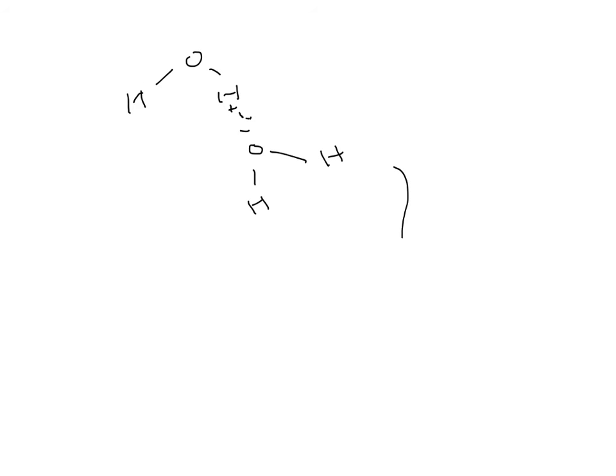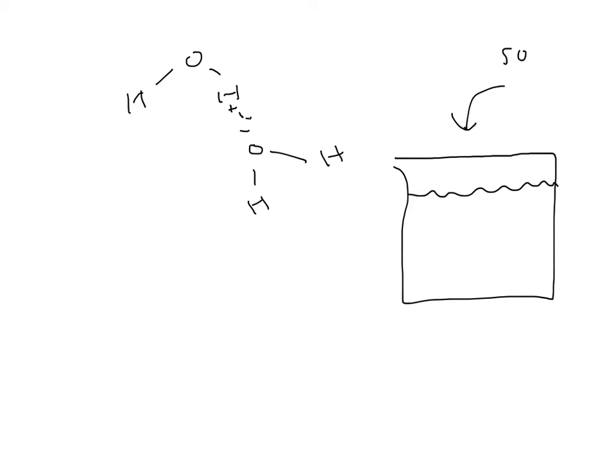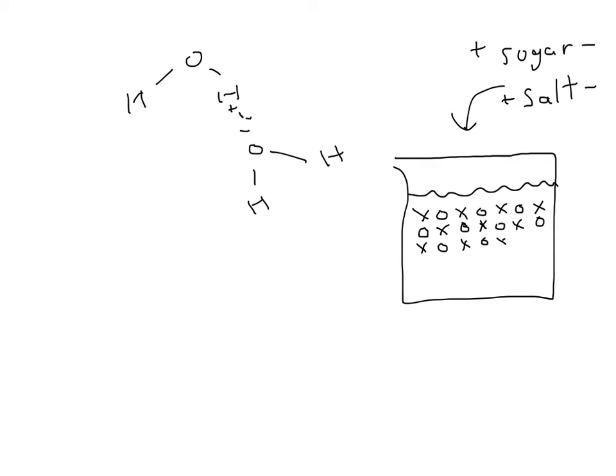This polarity also allows water to dissolve certain substances. So if I have a beaker of water and I put in something that is also polar, like sugar, which also has a positive end and a negative end, or salt, which also has a positive end and a negative end, all the positives and negatives will attract each other, opposites attract, and you get this mixture of solute and solvent, which is what dissolving means.